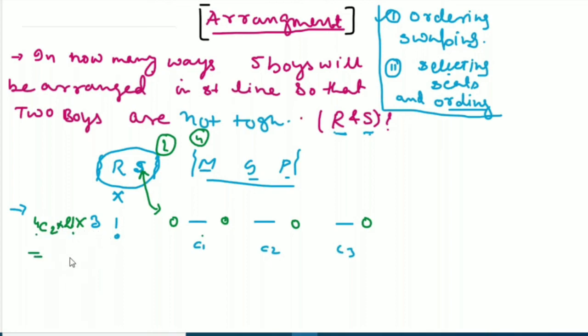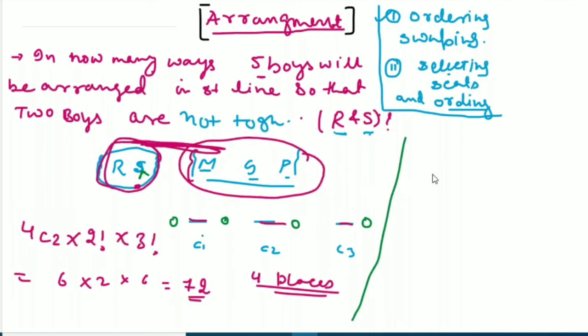What is 4C2? Calculation I will teach you in the coming class. Don't worry about it. For now, you understand that 4C2 is equal to 6, into 2 factorial, which is 2, into 3 factorial, which is 6 again. So 36 into 2 will be equal to 72.